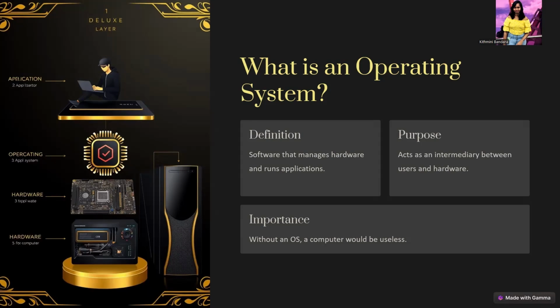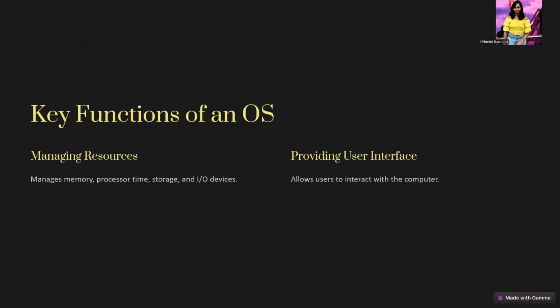And now let's look at the key functions of an operating system. First, managing resources. The operating system manages all the computer's resources such as memory, processing time, storage, and input-output devices like printers and monitors. Second one is providing a user interface.